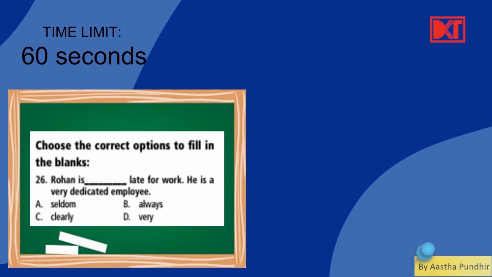Okay, next up we have, Rohan is dash late for work. He is a very dedicated employee. Rohan is seldom late for work. Rohan is always late for work. Rohan is clearly late for work, or Rohan is very late for work. Okay, so here which one fits? Rohan is seldom late for work. Seldom late, because we are doing it as per the demand of the question, right? Even the sentence has to make sense. So Rohan is seldom late, which means it is the adverb of frequency, answering how often. Rohan is seldom late. It means he is late very rarely, and he is a very dedicated employee. Okay.